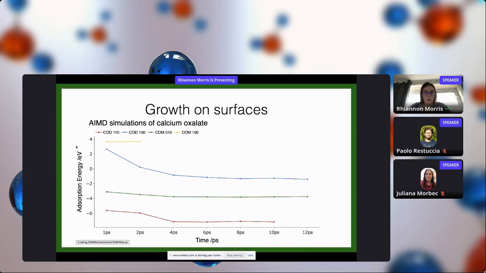This graph shows that on the calcium oxalate monohydrate surfaces, I built the 100 and the 010, shown in yellow and green. We selected the 010 to do further adsorption studies on, as this was more susceptible to growth than the 100. With the calcium oxalate dihydrate, I constructed the 100 in blue and the 110 in red. Again, we saw from this data that the 110 was more susceptible to growth, as it had around a -6 electron volt adsorption energy. So this surface we selected as it would be more likely that an adsorbate would potentially bind to it.